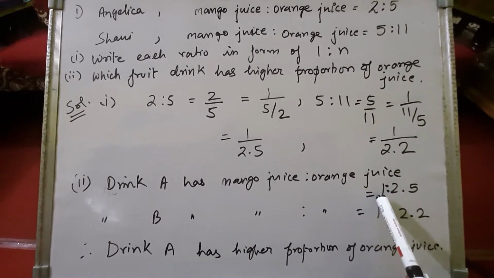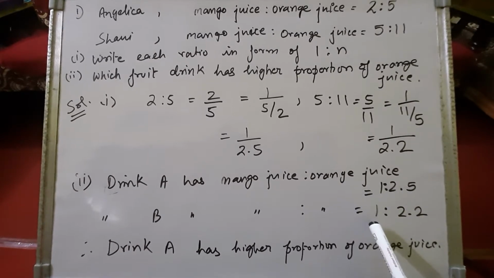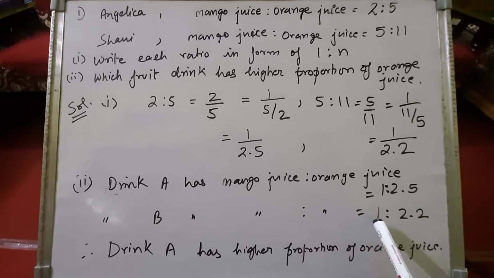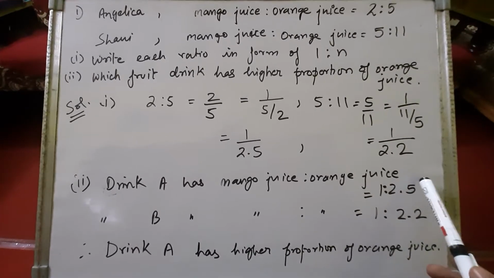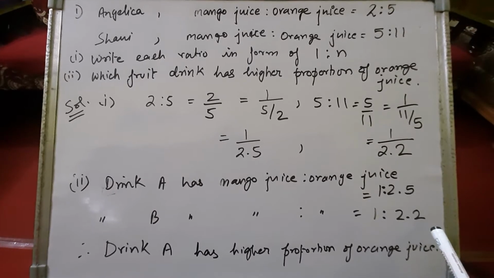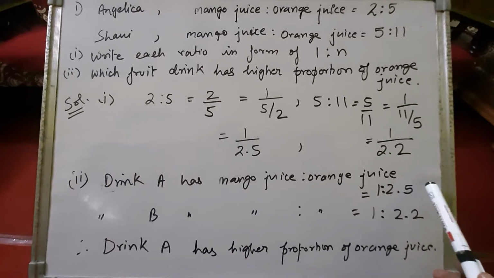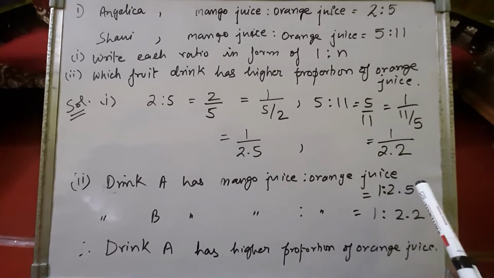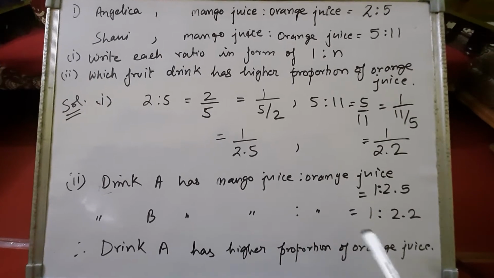the mango juice is to orange juice is 1 is to 2.5. In Shani's orange fruit drink, the ratio of mango juice is to orange juice is 1 is to 2.2. Now we can clearly see which drink has more proportion of orange juice. This first drink which Angelica has prepared, so we can say that drink A has higher proportion of orange juice.